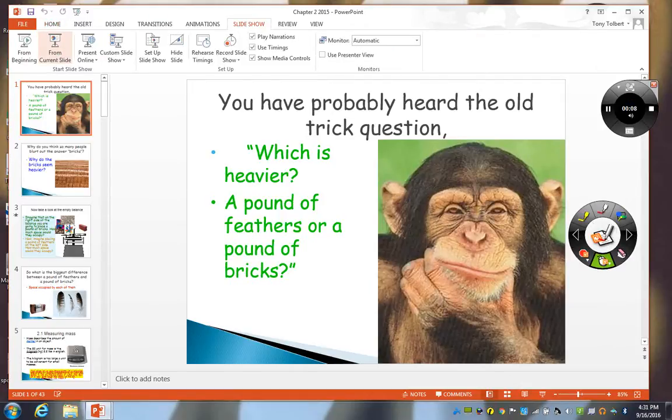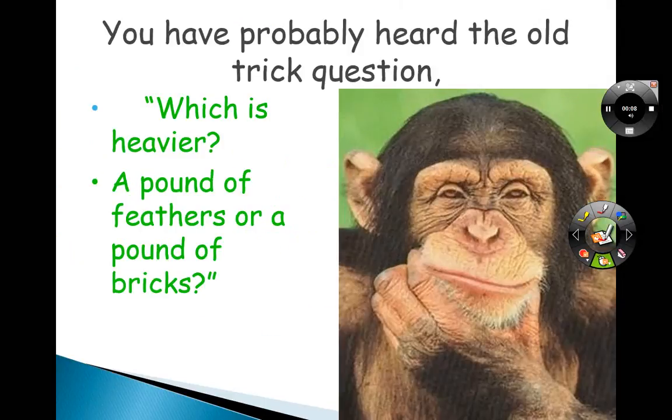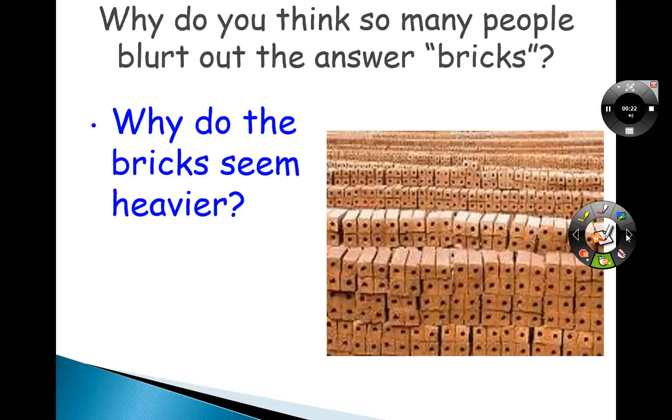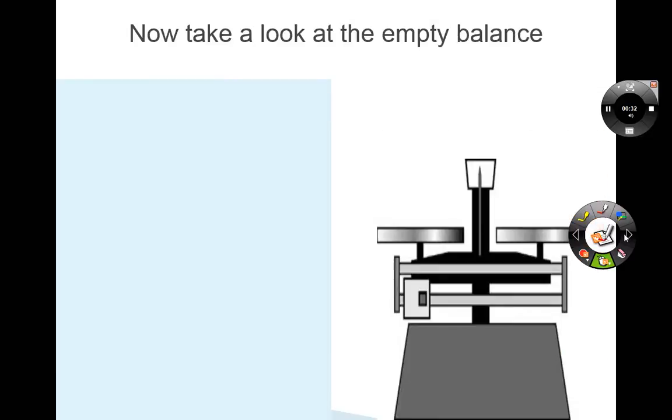Chapter 2, Lesson 1. You've probably heard of the old trick question: which is heavier, a pound of bricks or a pound of feathers? Now, lots of times people say bricks, but why do the bricks actually seem like they're heavier? Let's take a look at it for a moment.